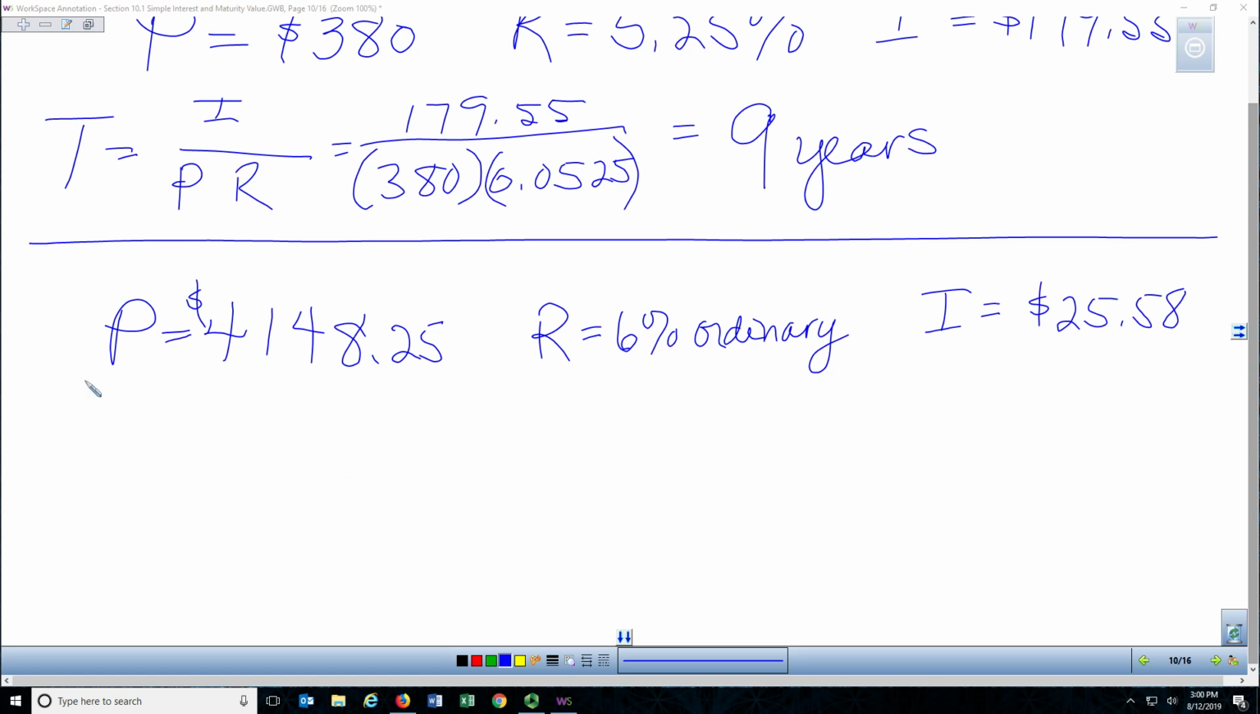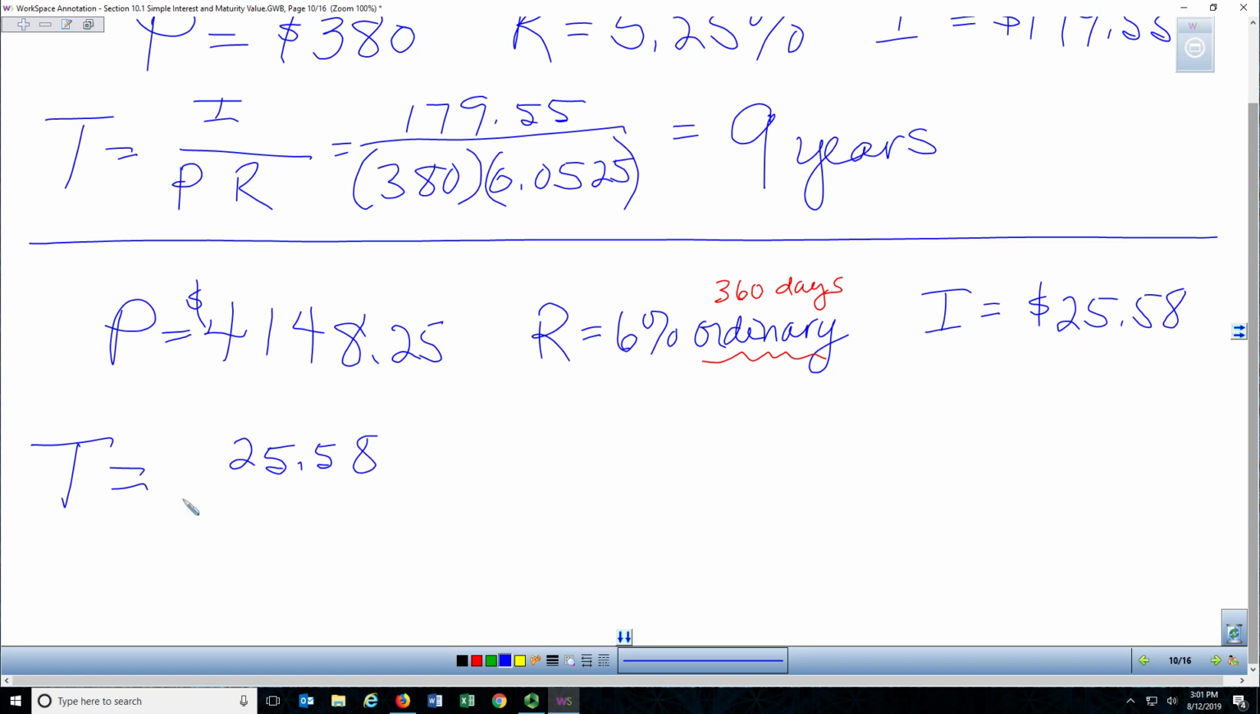The last problem here, I have principal, rate, and interest again. Once again, I'm looking for time. And because it says ordinary, I know this is in days, and ordinary is 360 days in a year. So time, again, is going to be interest divided by principal times rate. So one way to do it is to take the interest and divide it by the principal times the rate as a decimal.